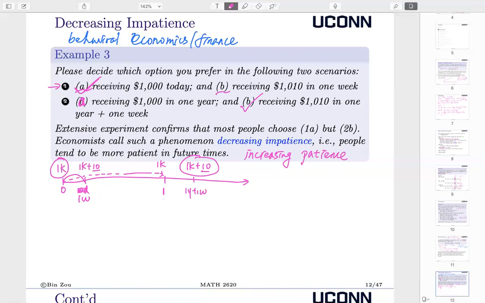that means we tend to be more patient in future times rather than now. So in terms of the future, we are willing to wait for 1 more week to get 10 more dollars, but we are so impatient at the present time. That's why we have this concept called decreasing impatience. This is obviously something quite different to our traditional ways of interest.